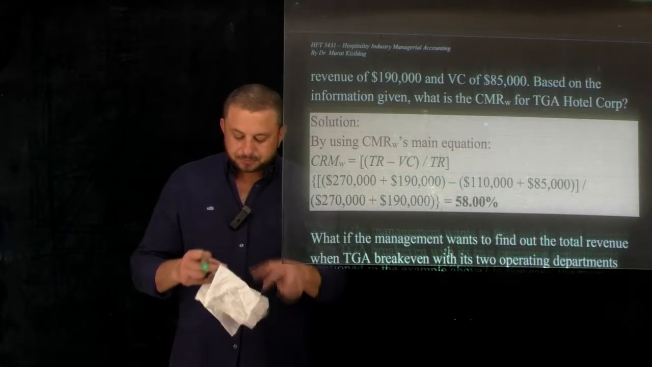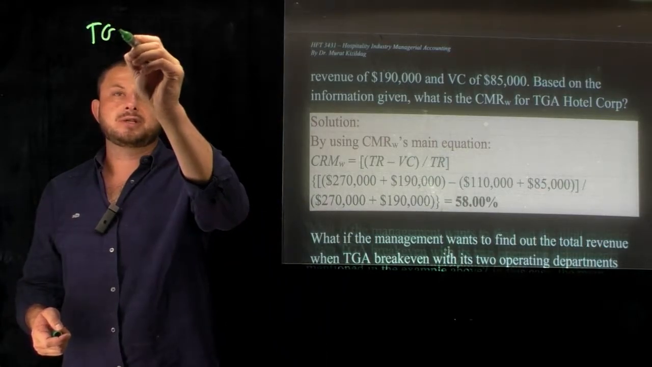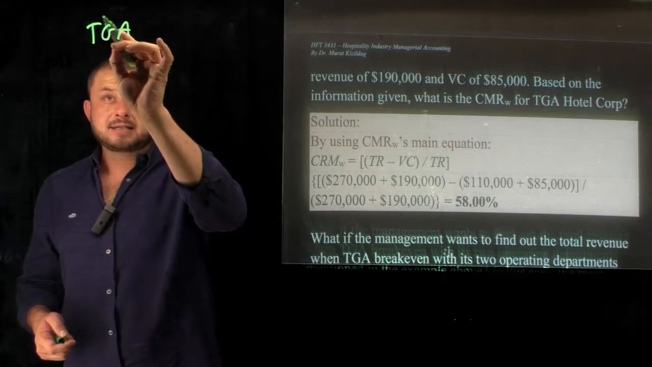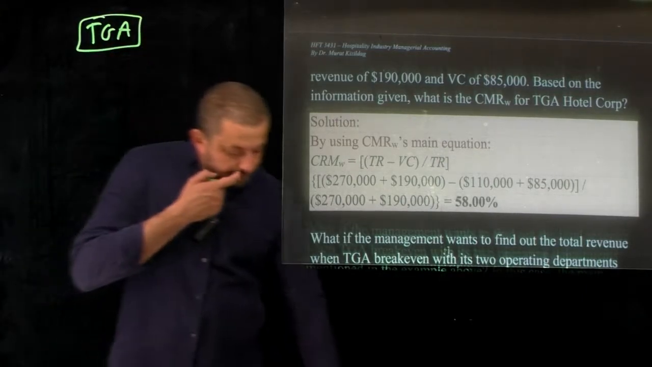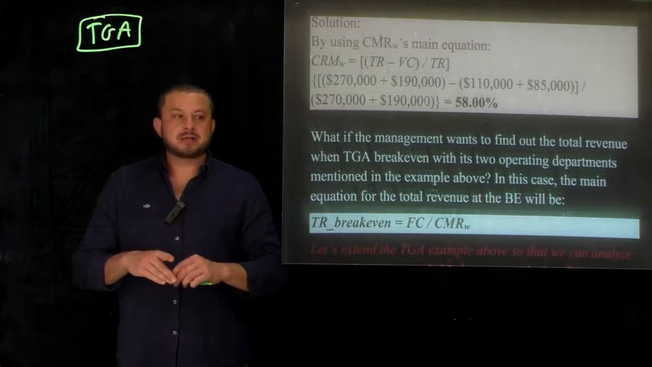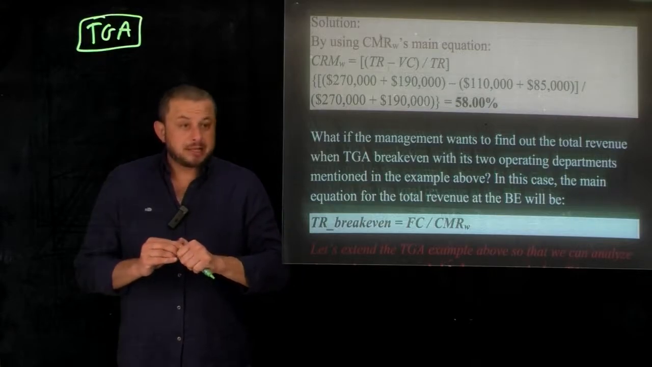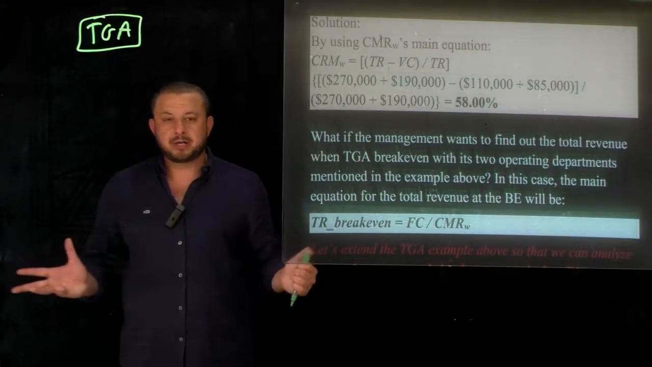So let's extend the TGA hotel example, and we are still here, TGA, okay? Let's extend the TGA hotel example over here, guys, and then take a look at this. What if management wants to find out total revenue when TGA breaks even with its 2 operating departments? What are we going to do?